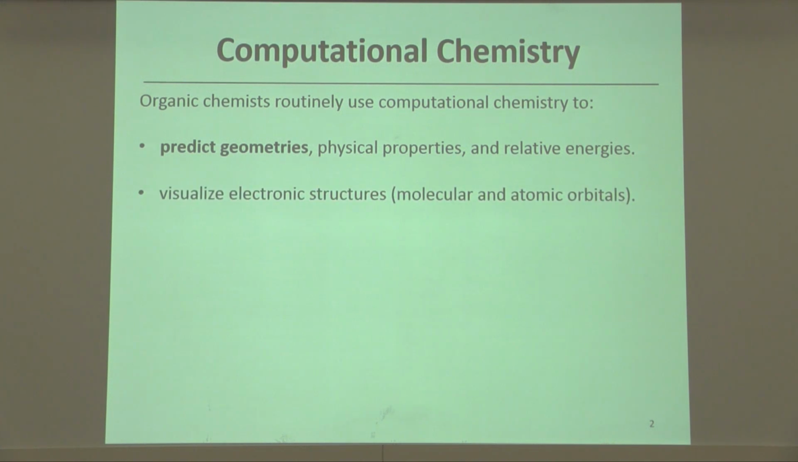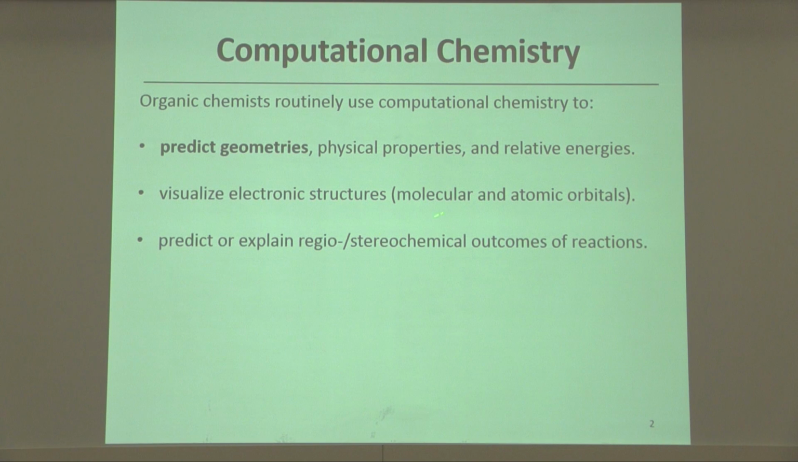Once we have that accurate geometry, we're going to use it to visualize the electronic structure of the molecules. And by electronic structure, I mean the molecular and atomic orbitals that make up that molecule. We're going to use the relative energies. We're going to use the electronic structures to help predict and explain the regiochemical or stereochemical outcome of a number of reactions in the course. And so you'll see computational chemistry playing a role there.